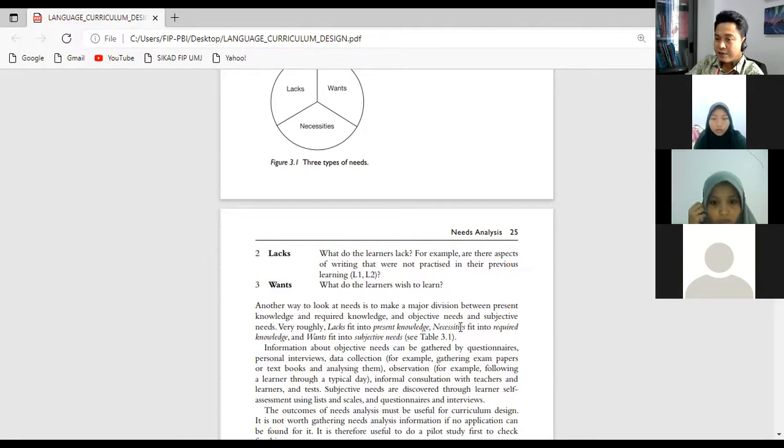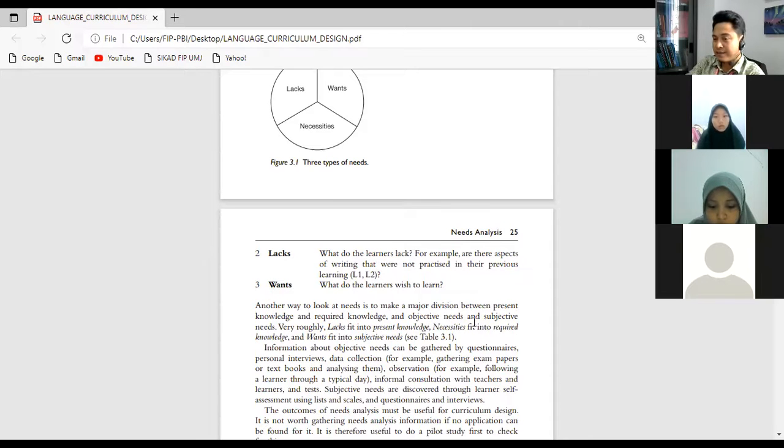And the next, objective needs and then subjective needs. It will be based on what you need to learn a language, and then what your subjective needs are in mastering a language. Very broadly, lacks fit into present knowledge. So you already master several things, but after that you try to make your prior knowledge relevant to the next topic, the next things that you are going to learn.